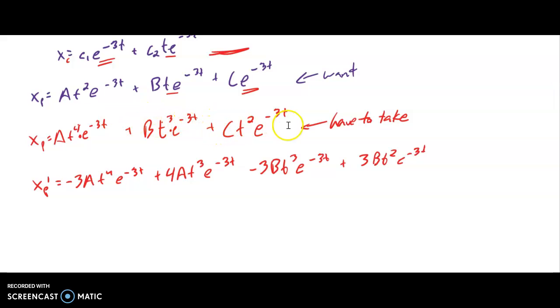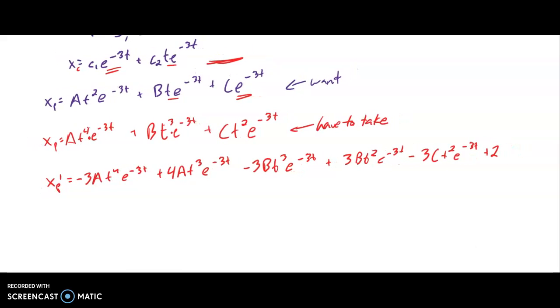And now I need to do this one right here. So I get plus, all right, and actually I'm going to get minus from that chain rule. So minus 3, that's the chain rule on this piece, c t squared e to the negative 3t plus 2c, capital C, t e to the negative 3t. I'm going to regroup things here.